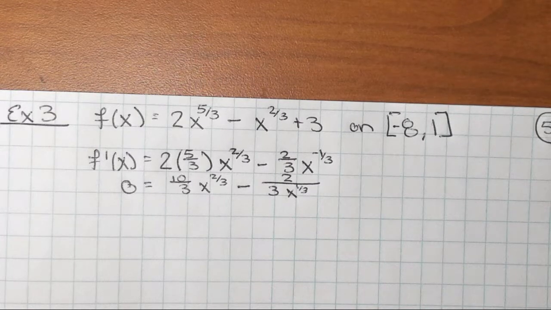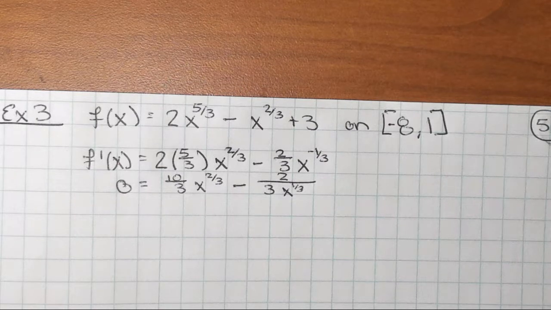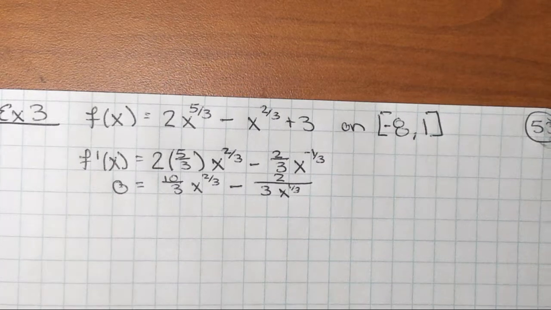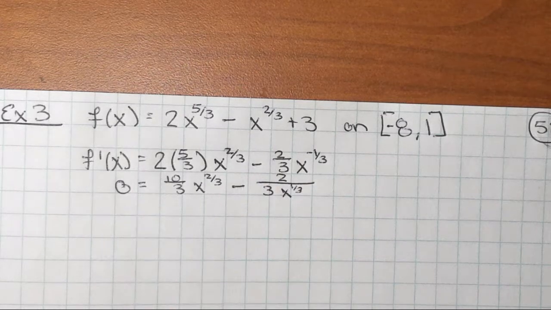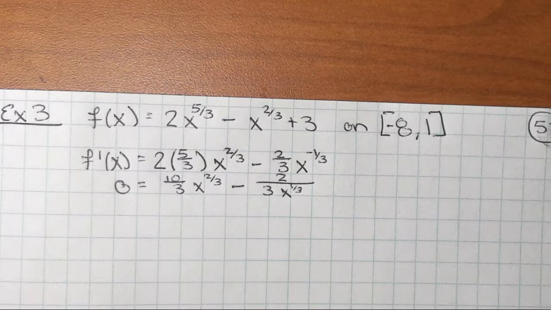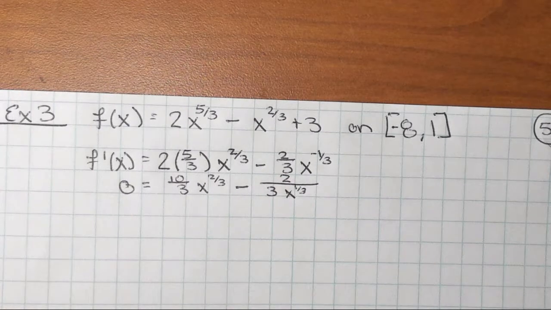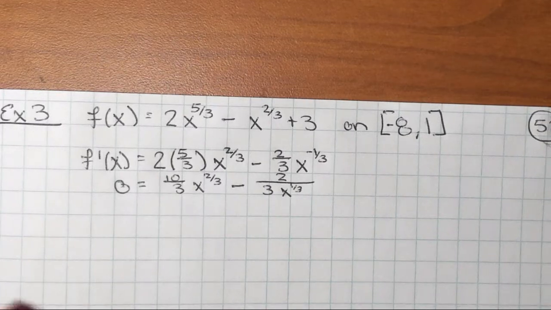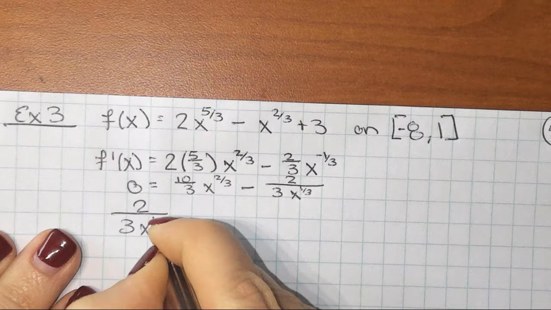So how should we go about solving this? I could factor it, but the first thing that I'm going to do is move this -2 over 3 x to the 1/3 to the other side. So I'm going to add it to both sides. Why? You'll see.